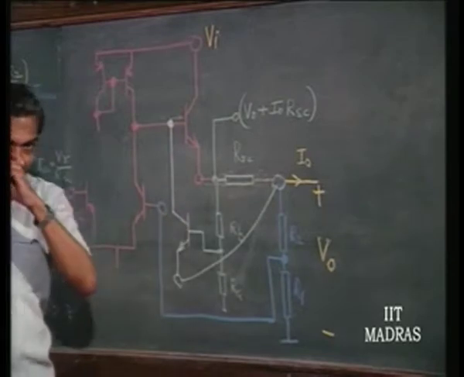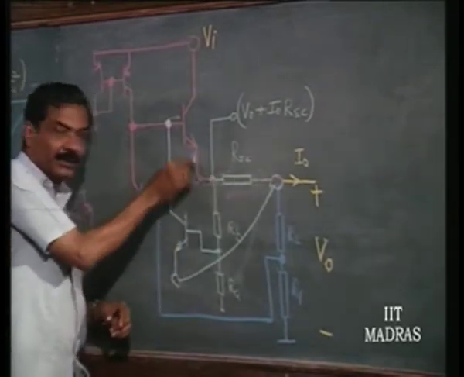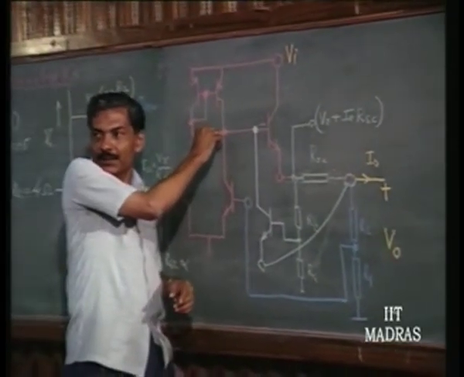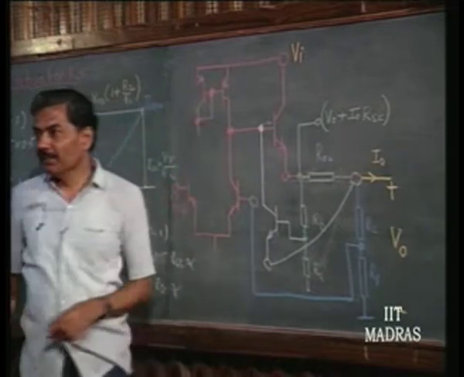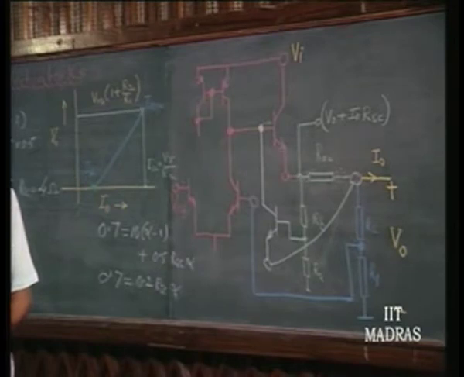So, when you evaluate output impedance without feedback, please note that even though this comes into the picture, this point is at a high impedance point, and that divided by beta is the one that normally fixes the output impedance without feedback. Is that clear?